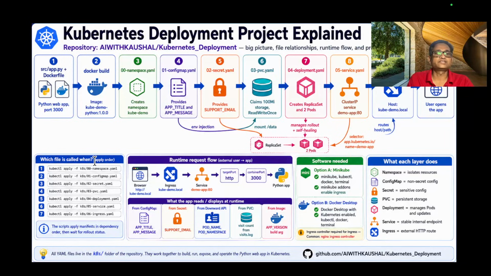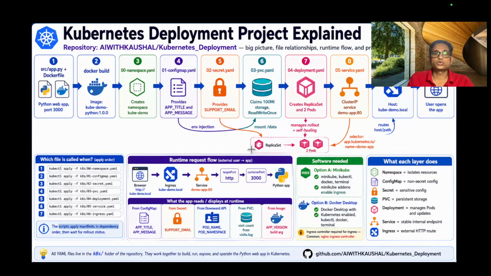So which file comes when? It gives the namespace.yml, config.yml. These scripts apply the manifests in dependency order and wait for the rollout state. What is the runtime request? Whenever you hit from the browser, it goes to the ingress. Ingress goes to the service endpoint, and after that to the container port, and the container port goes to your Python application, which is running inside in the form of images.